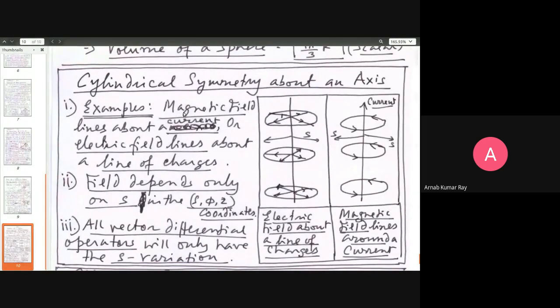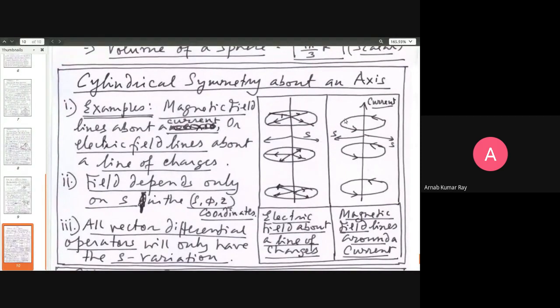So examples: magnetic field lines about a current. In the case of the magnetic field, the field lines will go round and round, whereas in the case of the electric field, the field lines will radiate outwards on the plane. However, there is still a circular symmetry.